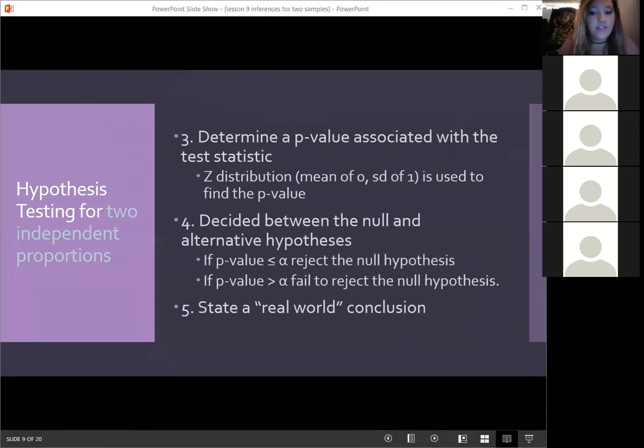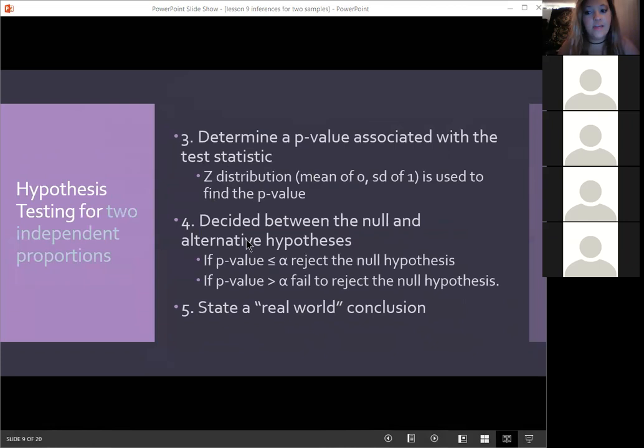And then our last 3 steps, which I'm sure you guys are pretty good at by this point, you're going to determine your p-value, decide between the null and alternative, and then state that real-world conclusion. And then this is just the extra information about those steps specifically. So you're going to determine that p-value associated with whatever your test statistic was. And then we specify here the Z distribution is what we used to find the p-value.